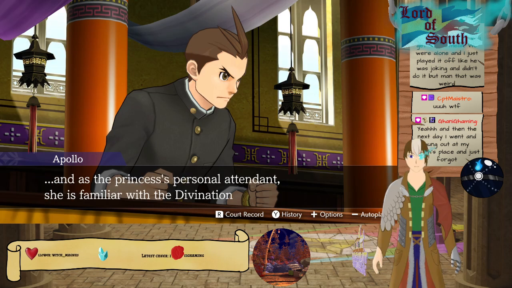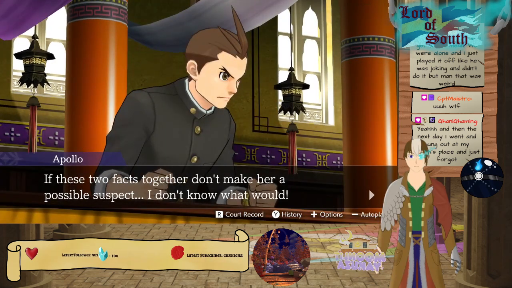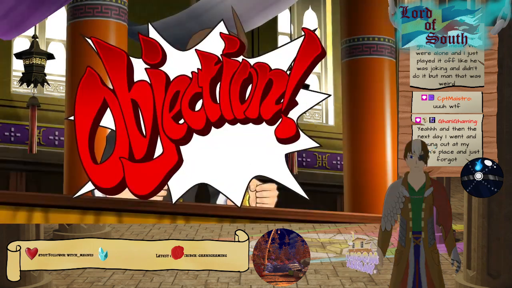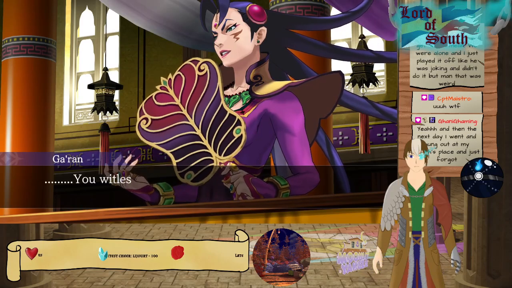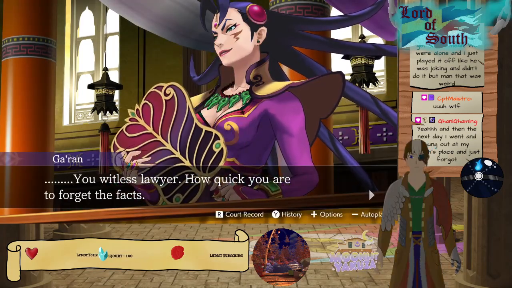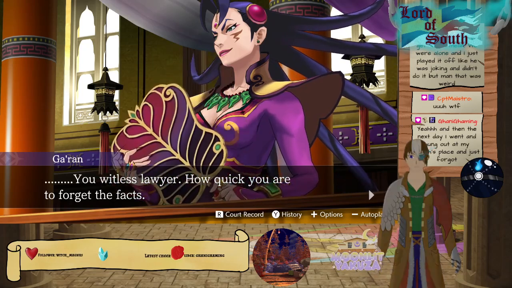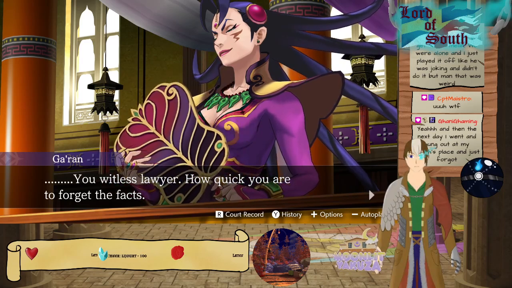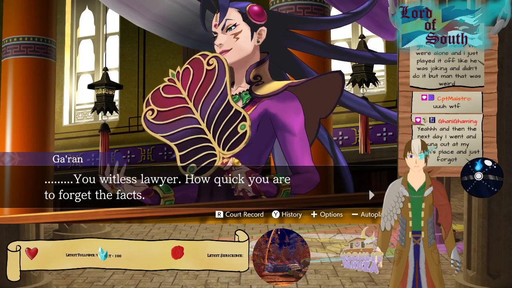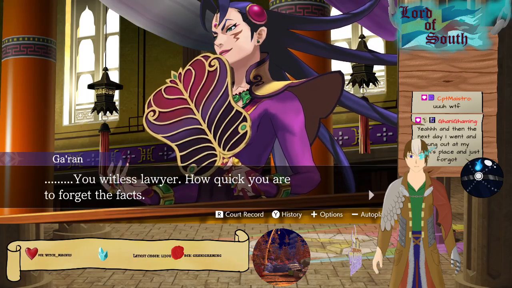And as the princess's personal attendant, she is familiar with the divination seance. If these two facts together don't make her a possible suspect, I don't know what to do. If you need more proof, I can point to the person's forehead. You witless liar. How quick you are to forget the facts. Forget what facts? Do you want me to point out a characteristic on the person in the seance that is basically something you all have?